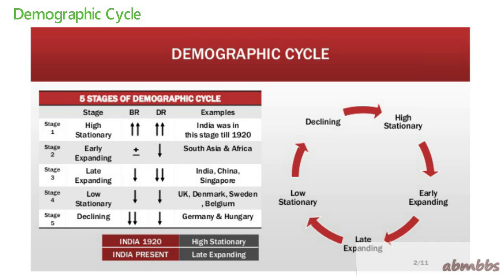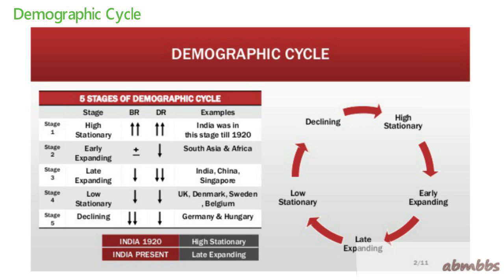The high stationary stage has both high birth rate and high death rate. So they end up cancelling each other and the net population remains constant. India was in this stage till 1920. Next is the early expanding stage. Here the birth rate remains high but the death rate declines, possibly due to better healthcare facilities. So the net population increases.